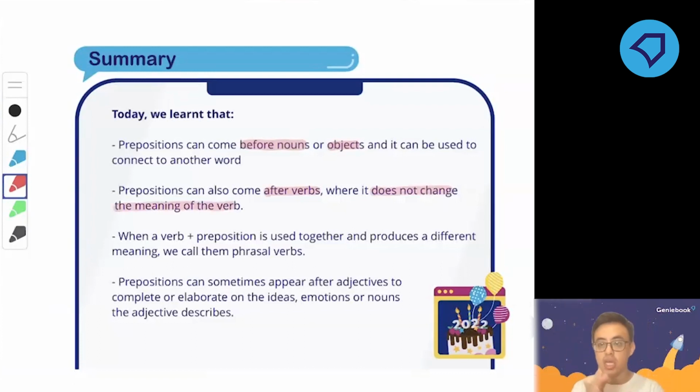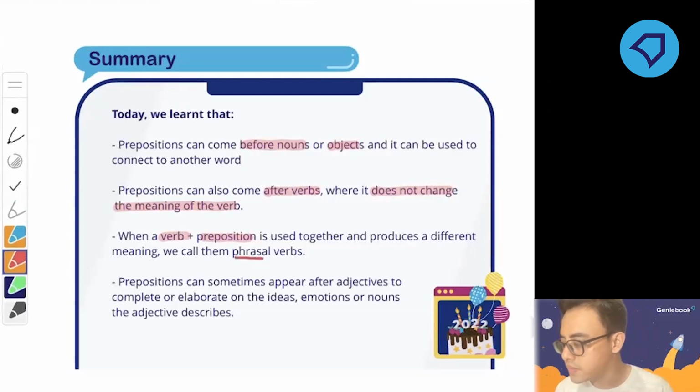Now, if a preposition doesn't change the meaning of a verb, it functions as a preposition. But when a verb and a preposition used together has a different meaning, this is very important. If a verb and a preposition used together has a different meaning, it is called a phrasal verb. So it's a phrasal verb if it has a different meaning when they're added together. Last one, prepositions can sometimes appear after adjectives to complete or elaborate on the ideas, emotions, or nouns that the adjectives describe.